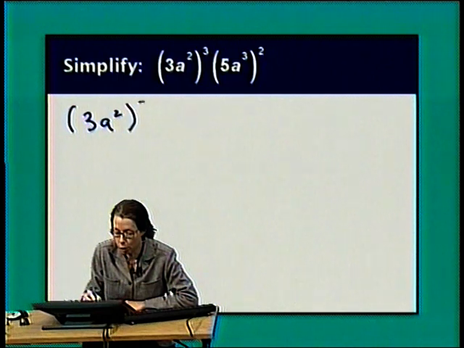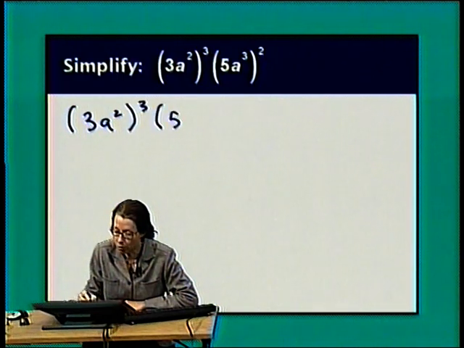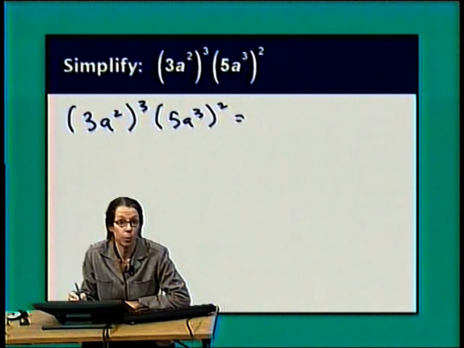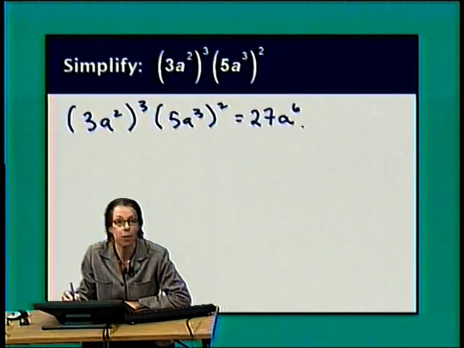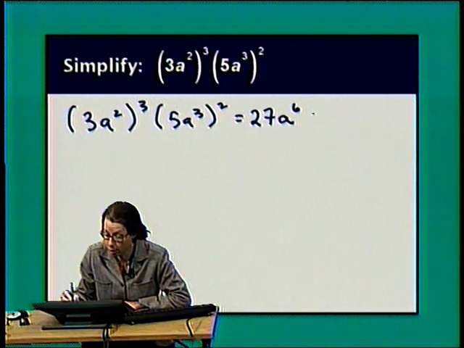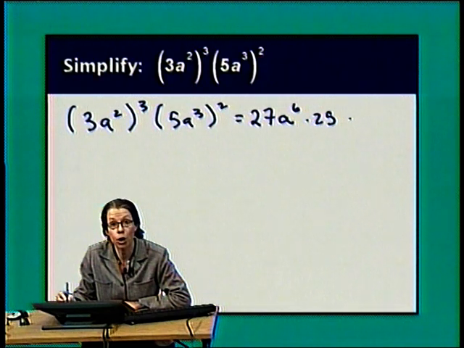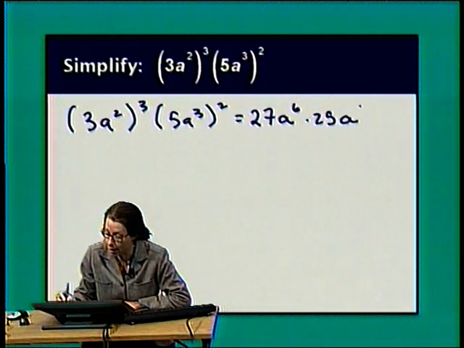3a squared cubed times 5a cubed squared. I'm going to start by distributing the exponents to each factor in the base. So I have 3 cubed. A squared cubed, that's a to the 6th, there's my powers to powers rule. 5 squared, that's 25. A cubed squared, that's a to the 6th.